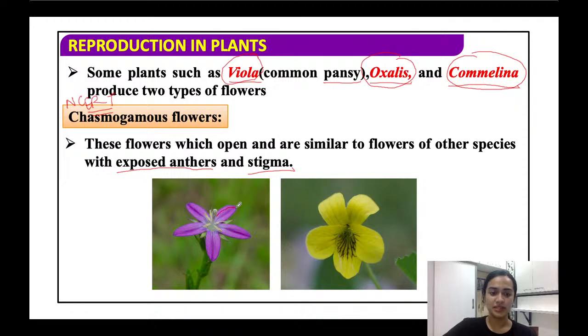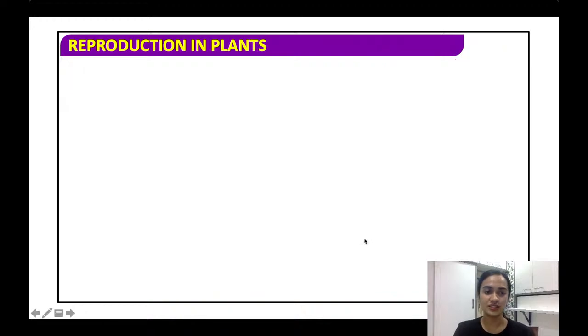See, here the petals are so broad and they are open. The entire part is exposed to the environment. Similarly here, these also are protruding outwards, making it open, and this part is exposed to the environment. So this is an example of a chasmogamous flower and this is how it looks.